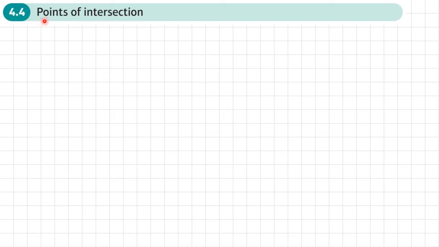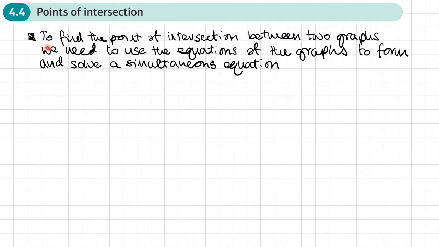This is the fourth section of chapter 4 on graphs and transformations, and this section is about points of intersection. So to find the point of intersection between two graphs, we need to use the equations of the graphs to form and solve a simultaneous equation.